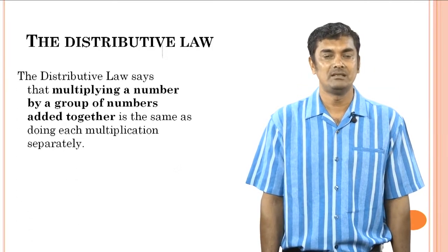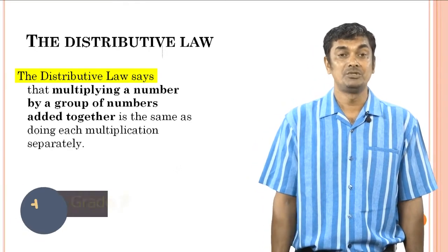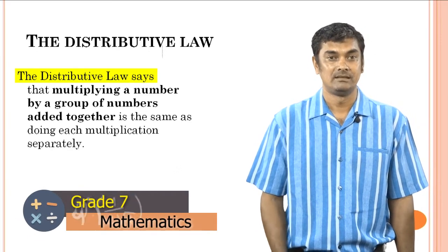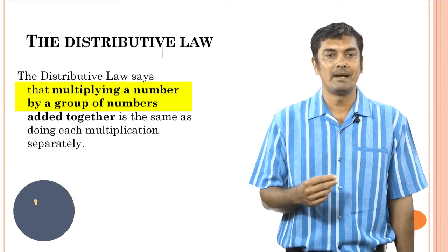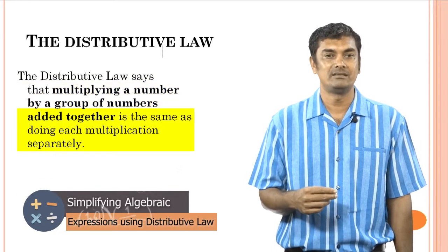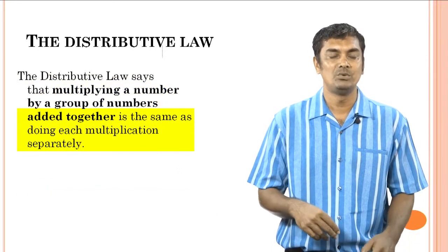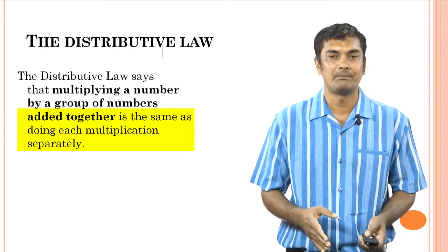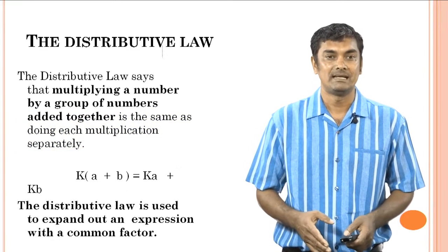The distributive law. What do we mean by the distributive law? The distributive law states that multiplying a number by a group of numbers added together is the same as doing each multiplication separately. What do we mean by that?